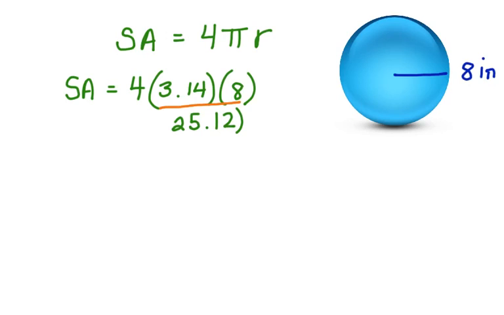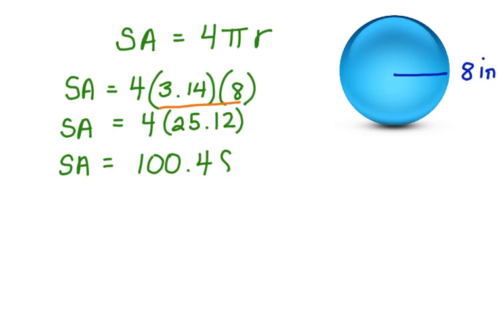25.12 times 4 will give me the surface area of the sphere. 25.12 times 4 gives me a surface area that's equal to 100.48 inches squared. Let's look at another one.